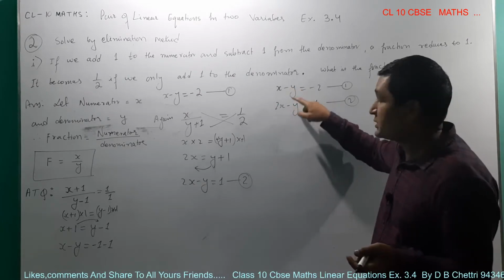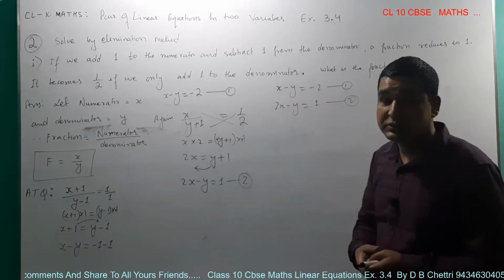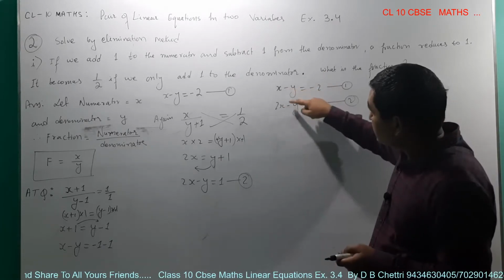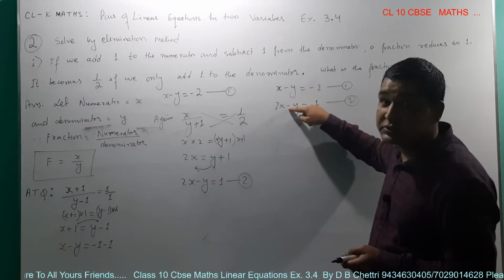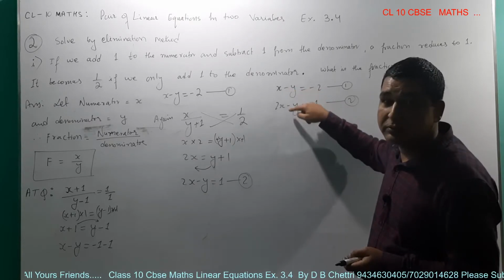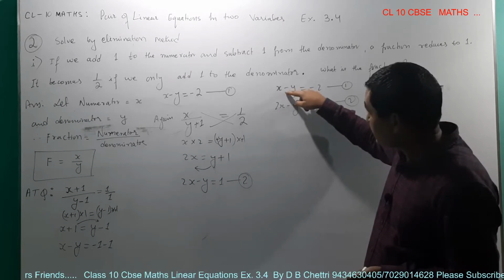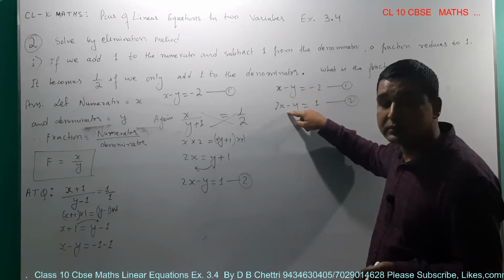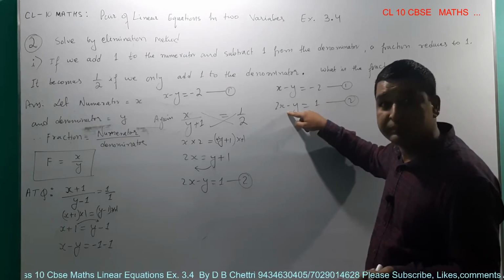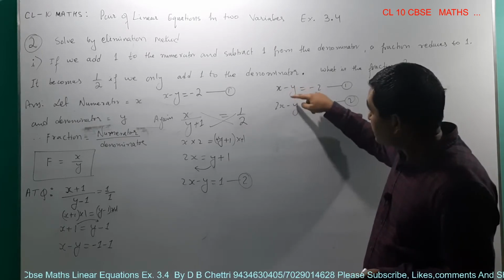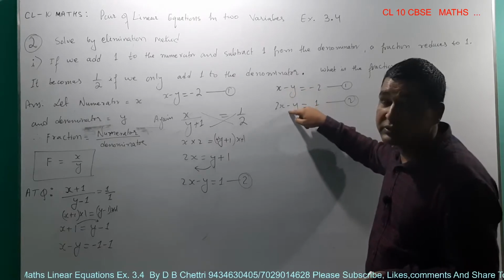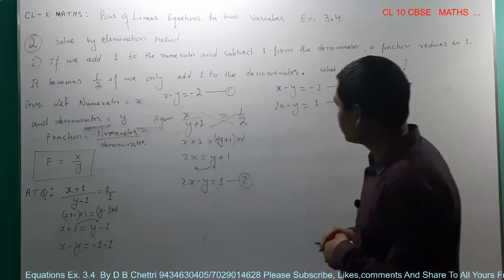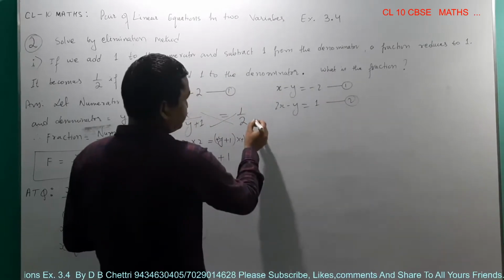If the coefficient is the same, there is no need to make it the same, because it is already the same. That means check their sign. If their sign is opposite, we can add to make them 0. If their signs are the same, then subtract them to make 0. Here the coefficients are the same and the signs are the same, so to make them 0 we need to subtract. Okay, now we are going to do the subtraction.